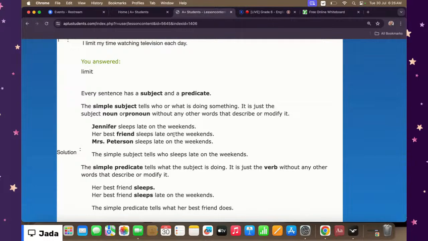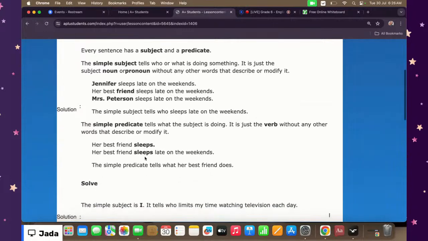Now, her best friend there is the simple subject, which tells us who is doing something in the sentence. Mrs. Peterson sleeps late on the weekends. Mrs. Peterson is the noun, and it's telling us what she does during the weekend. So you just need to be able to identify the simple subject in the sentence. It could be the noun, the name of a person, or the pronoun that lets us know who is doing the action in the sentence. All right.